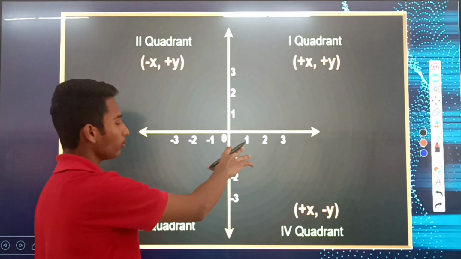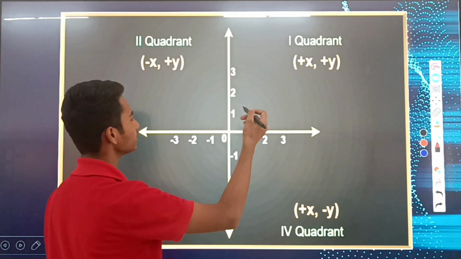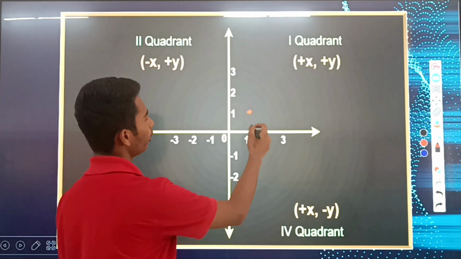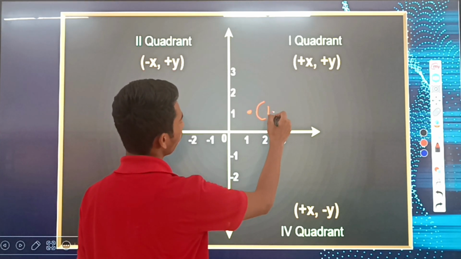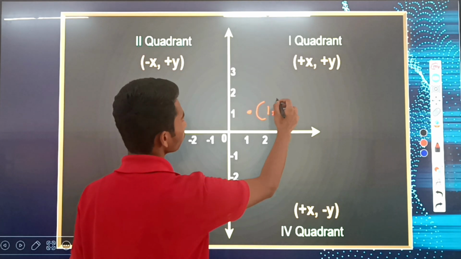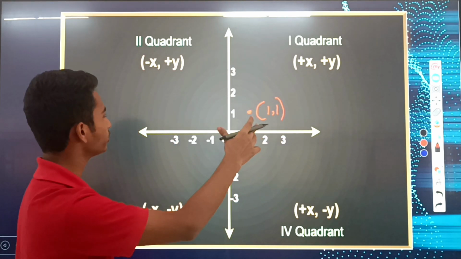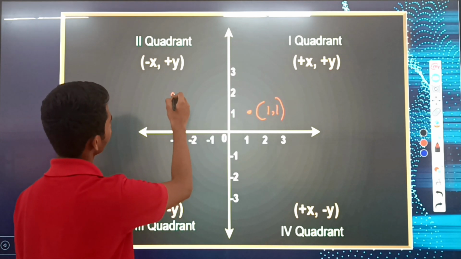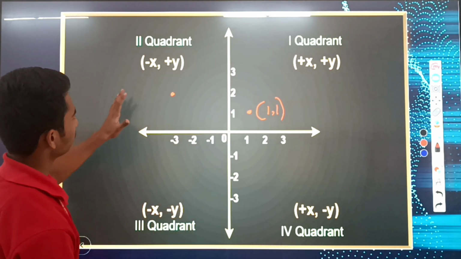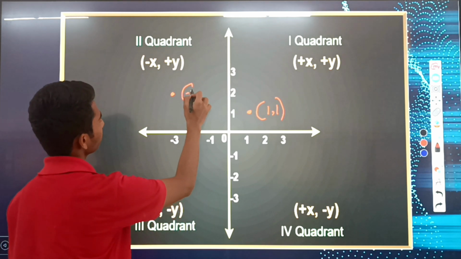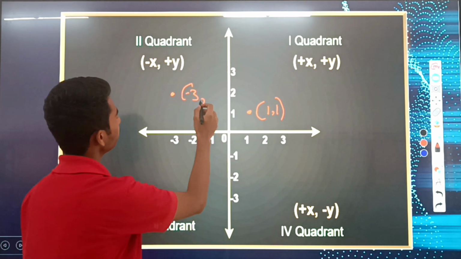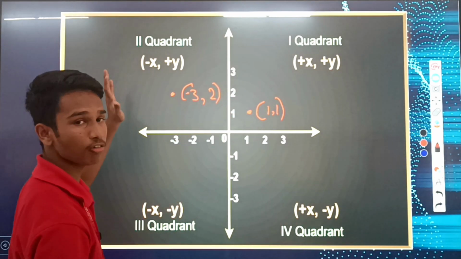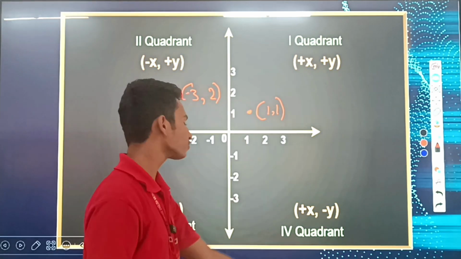So now, on the axes, let us suppose the point is here. Then the x coordinate of this point will be 1 and the y coordinate of this point will also be 1, because both coordinates in the first quadrant are positive. And let us suppose another point is here. So the x coordinate of this point will be -3 and the y coordinate of this point will be +2, because in the second quadrant the x coordinate will always be negative and the y coordinate will always be positive.